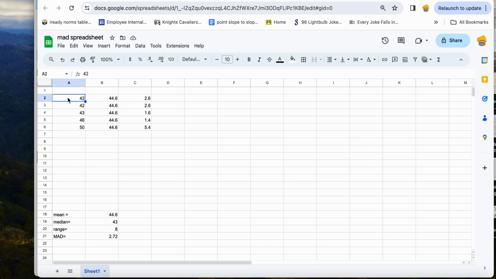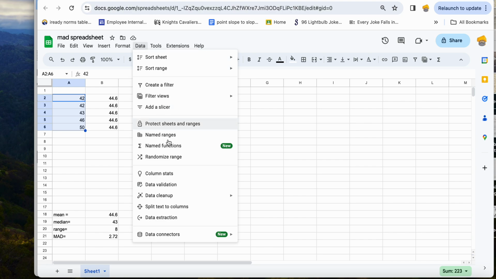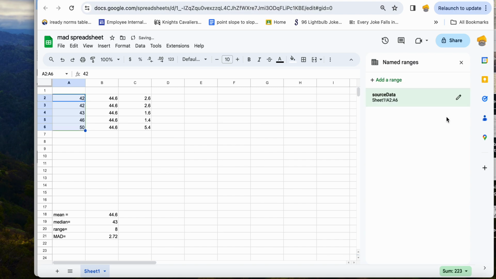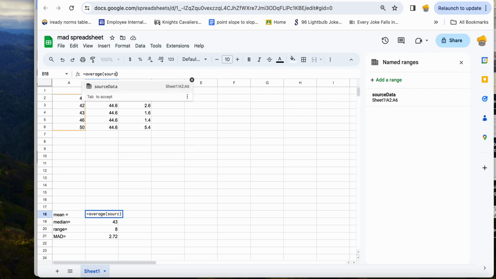I'm going to call this a range. We're going to make this into a named range, and the named range is going to be source data. You can call it whatever you want, but I'm going to call it source data. So now notice how nice this is. What do I want the average from? I can just say mean of my source. I start typing in source, and there's my source data pops up. Mean of my source data.